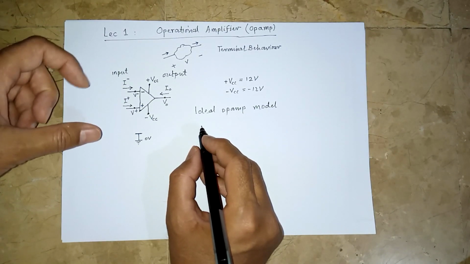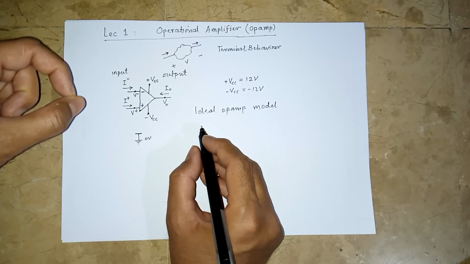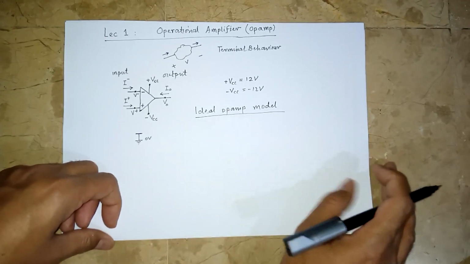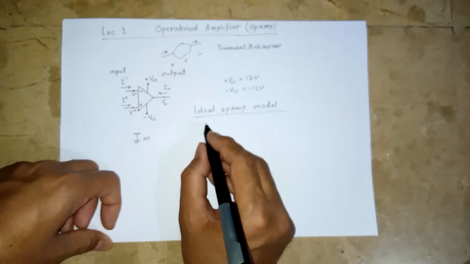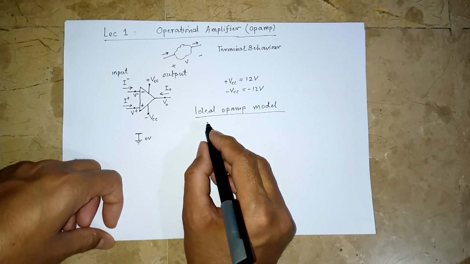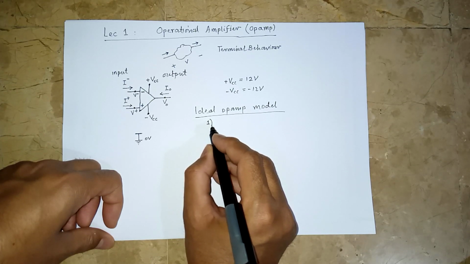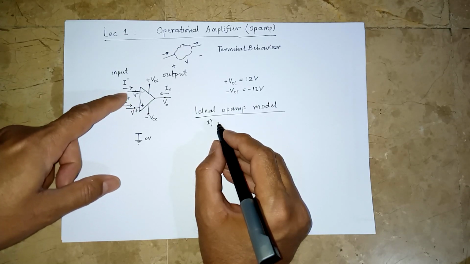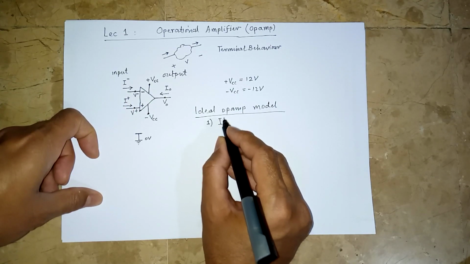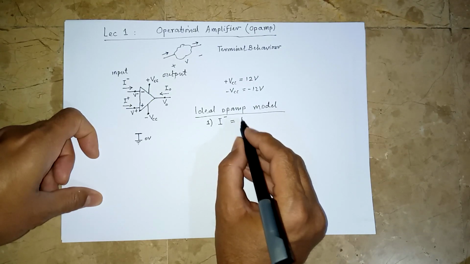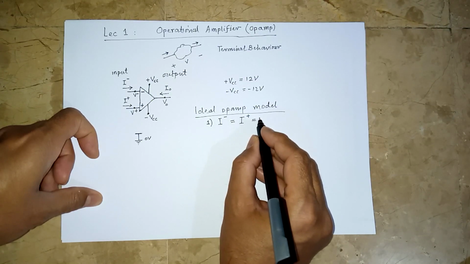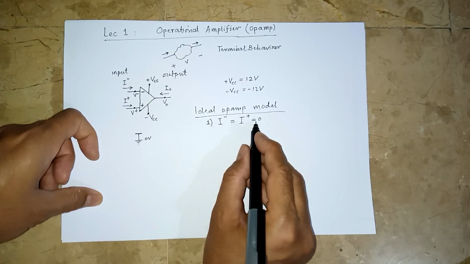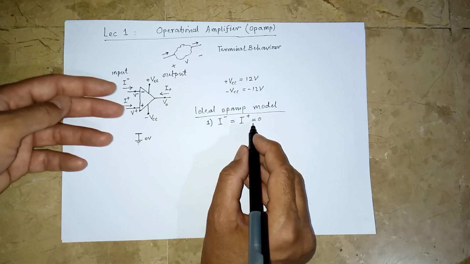A practical operational amplifier in reality is a non-linear device, but we will consider a linear model of it. In this ideal op-amp model, we will be focusing on two simple characteristics. One is that there will be no current flowing into the operational amplifier at the input, or in other words, I minus and I plus would be equal to 0. Now this is very important. Not only that they are equal to 0, no current flows into the op-amp.